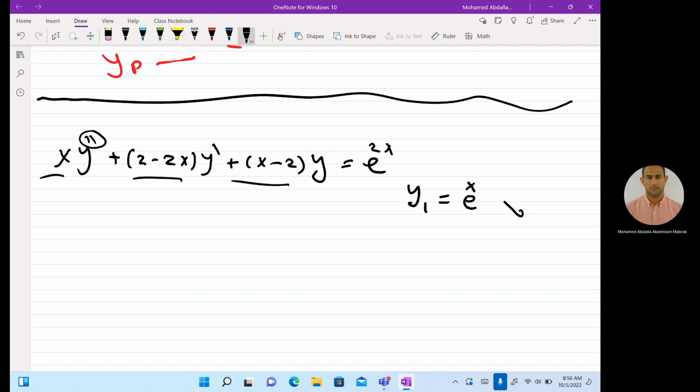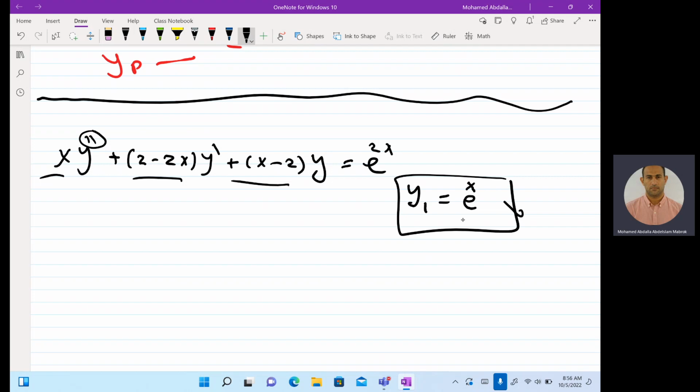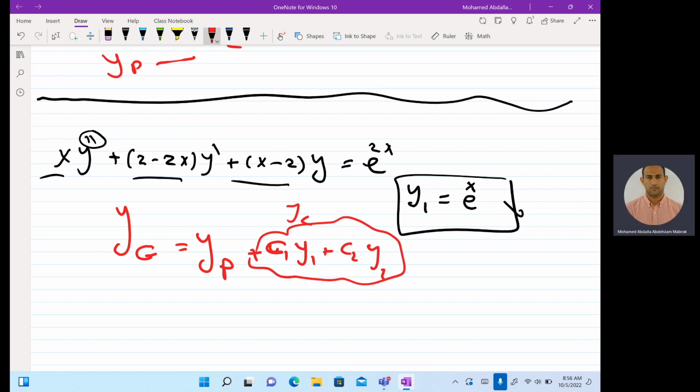Since he's giving us some information about the YC, typically we are looking for Y general, which is supposed to be YB plus C1 Y1 plus C2 Y2, where we call this YC. That's our aim, that's what we're looking for and what we are expecting to get. What we have at the moment is that we are already given Y1. So that's good, let's start to do it step by step.